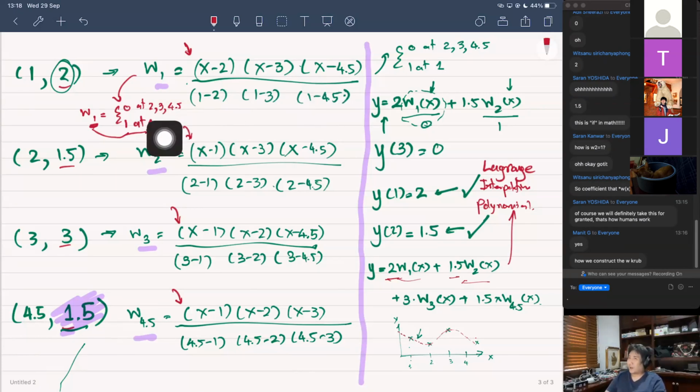The second problem is that we want it to be 1 at 1. If we only have the top part, then when x is 1, the top part is going to be a whole bunch of chunks multiplied together, which is not 1. It's going to be 1 minus 2 times 1 minus 3 times 1 minus 4.5. So the trick is just to divide by whatever you get at 1. Then the top part and the bottom part are going to be identical, and they cancel out and give you exactly 1. So that's how we construct W. Is that clear, Manit?